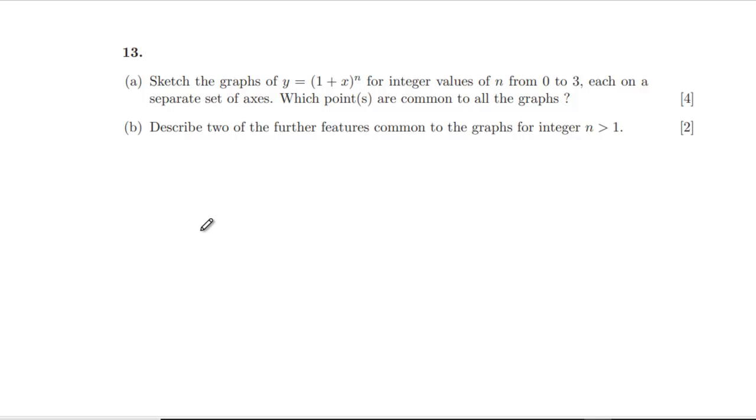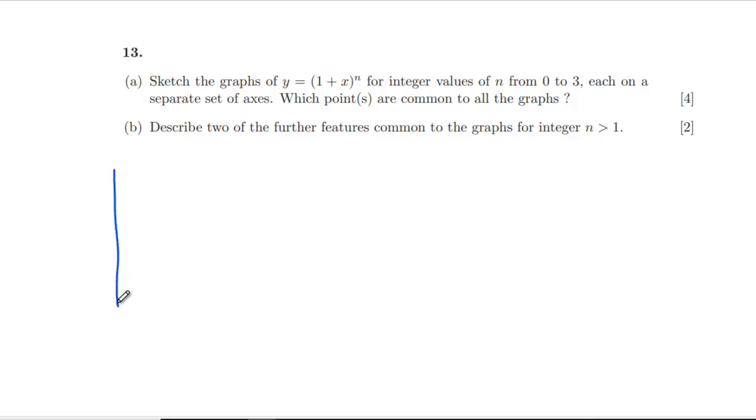Hello, carrying on with the Oxford PAT from 2019, we're up to question 13. So they're asking us to sketch the graphs of y equals 1 plus x to the n for integer values of n from 0 to 3, each on a separate set of axes. Which point or points are common to all of the graphs?